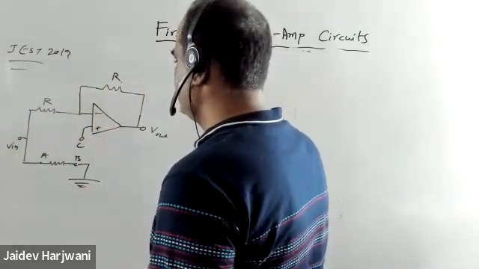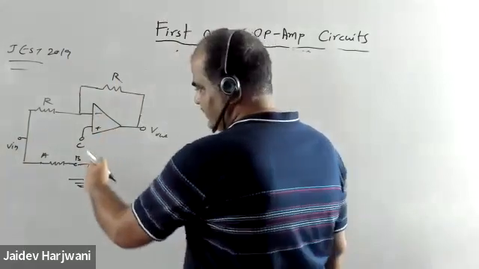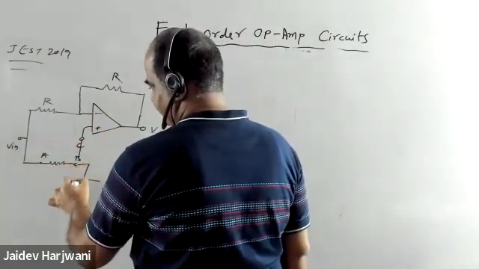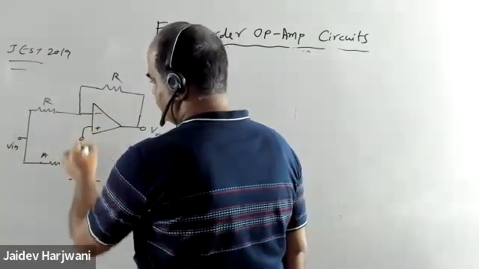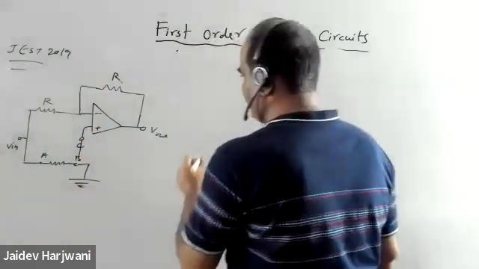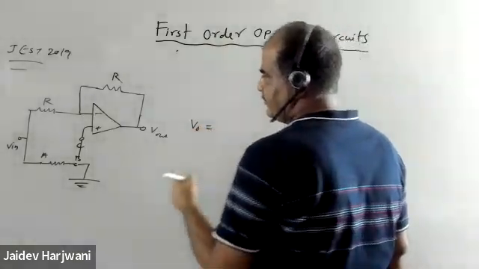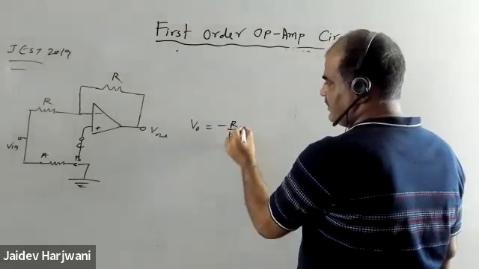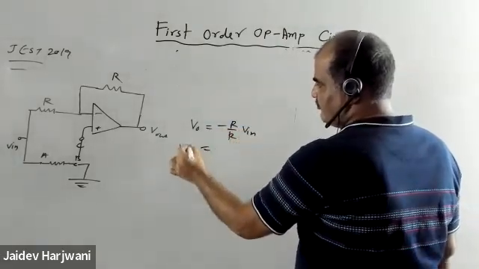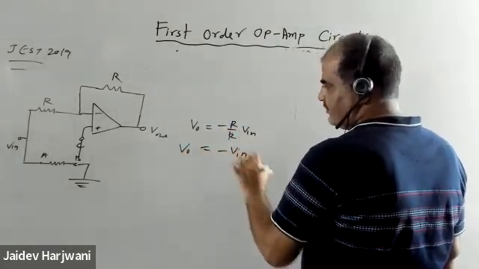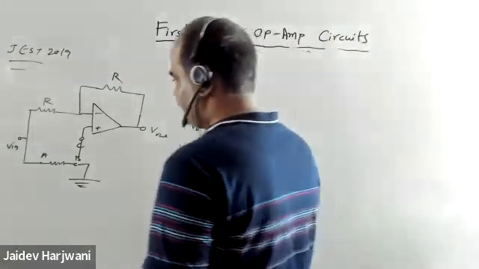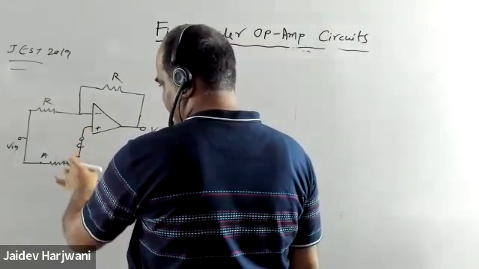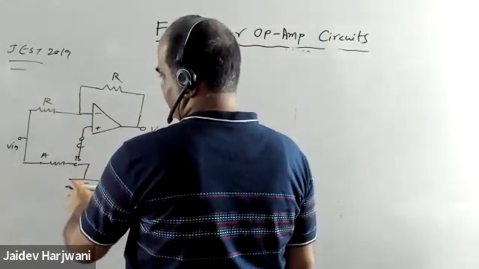Okay, so first we calculate when C is connected to B. So when C is connected to B, तब क्या होगा? This becomes ground. Okay, and then your V output will be a simple amplifier circuit. Okay, inverting amplifier. So minus R upon R V input. That means your V output will be minus V input. Okay, this first case, when this terminal is connected to this one, so this becomes ground.